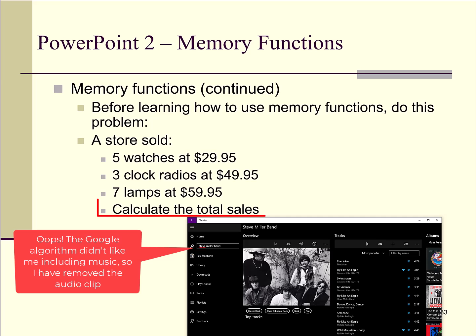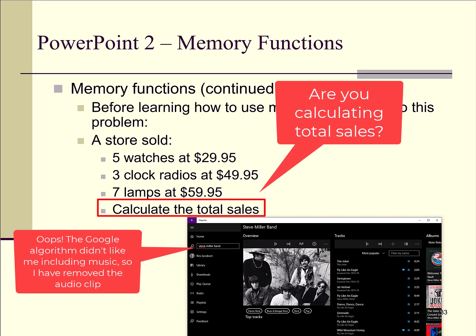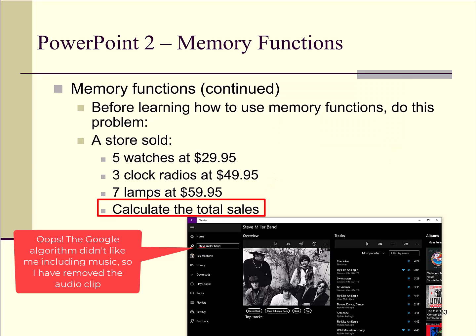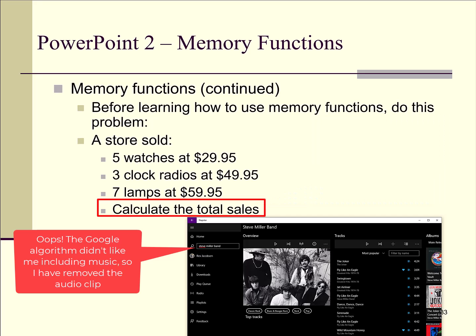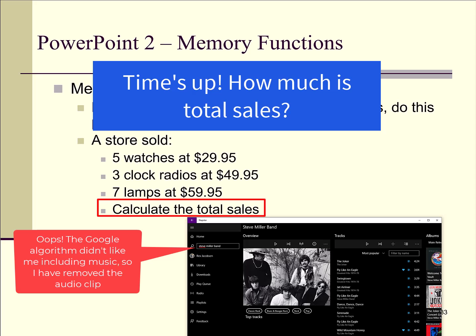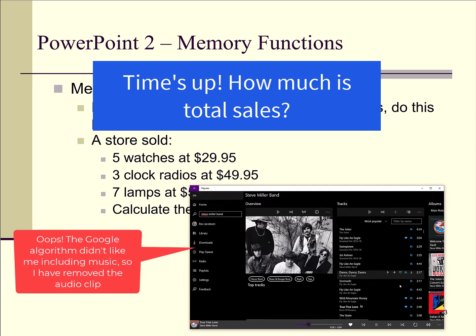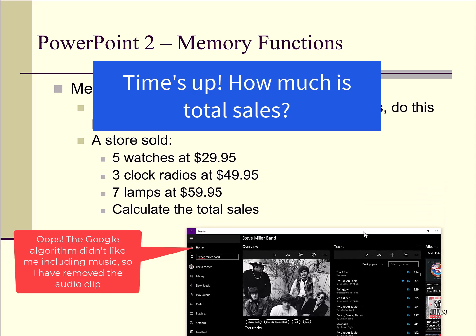Oops, the Google algorithm did not like me including music on YouTube, so I had to remove the audio clip. So instead, you have to listen to me while you calculate total sales using memory. 15 seconds are left. The Steve Miller Band might be my favorite musical group.